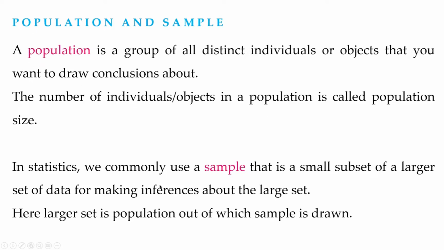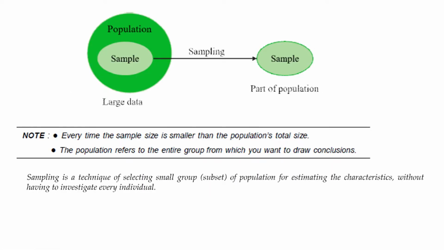So in statistics we commonly use a sample, that is a small subset of a larger set of data, for making inferences about this large set. Here the largest set is the population out of which a sample is drawn, and the number of individuals or objects in the sample is called sample size. The process of drawing a small subset, which is called the sample, from the population is called sampling.